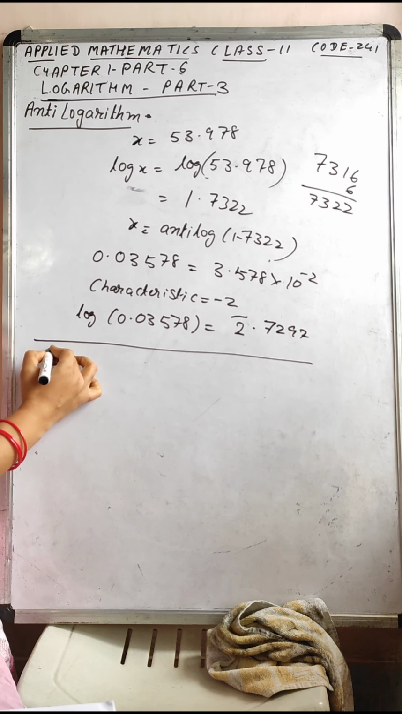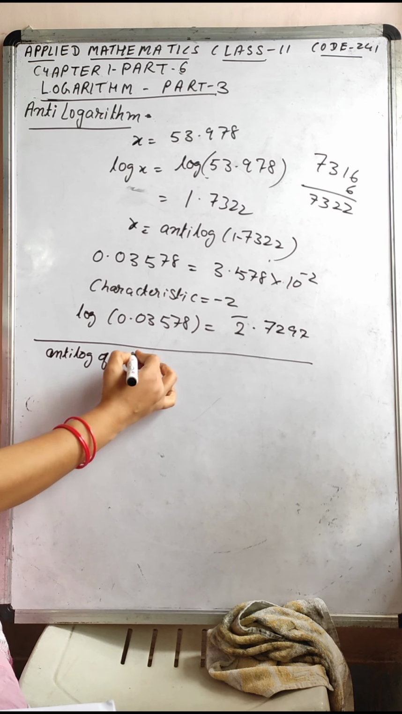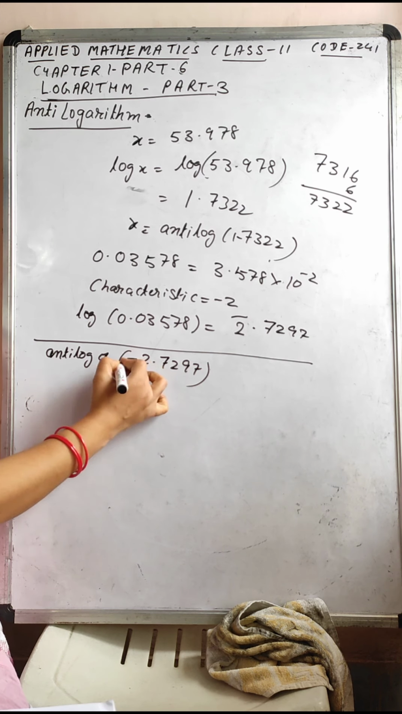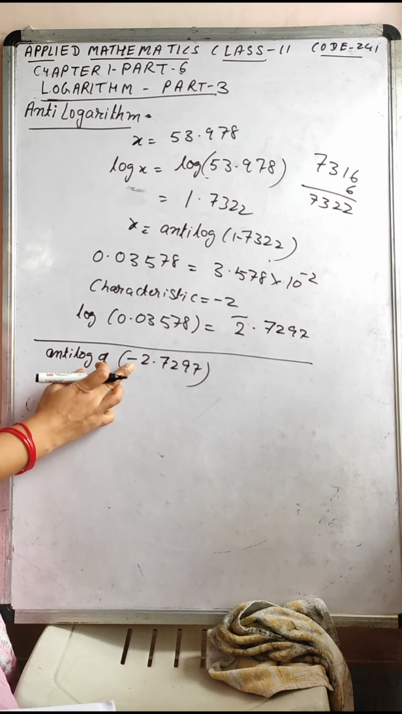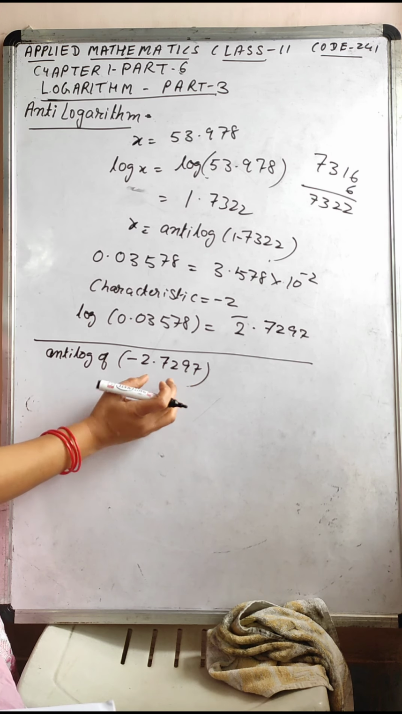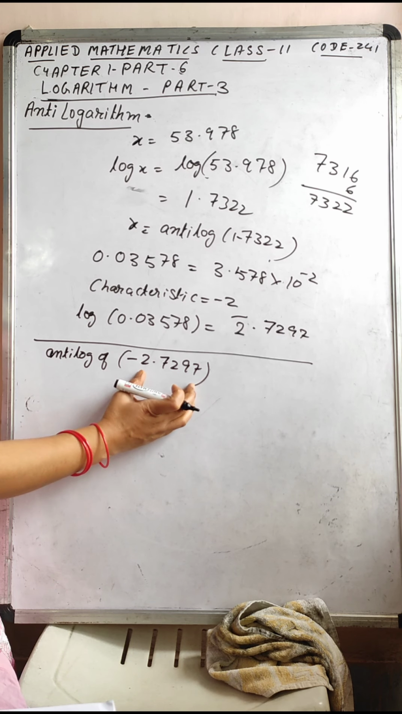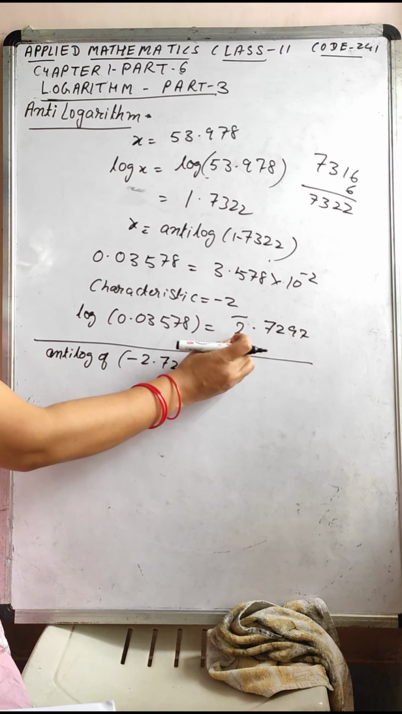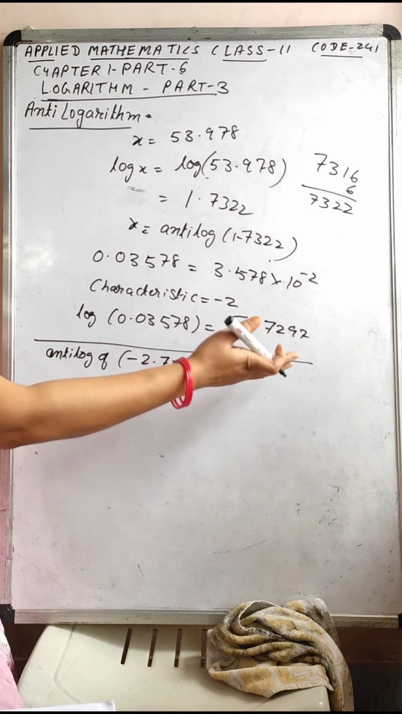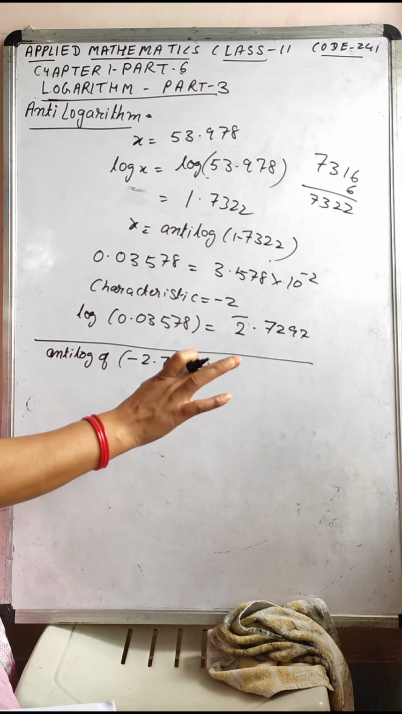But in the question, if it is asked to find the anti-log of minus 2.7297, the same example, but with the minus written on the left, then this whole number is negative along with the decimal. Here in the earlier case the characteristic is negative and the decimal is positive. So if the number is given in this form for anti-log, we will find it accordingly. I will be explaining how to find it.